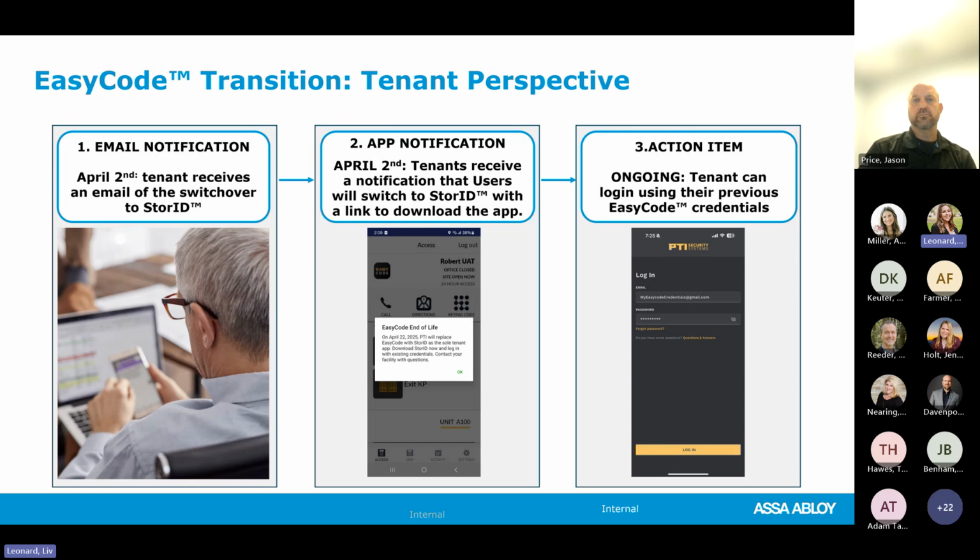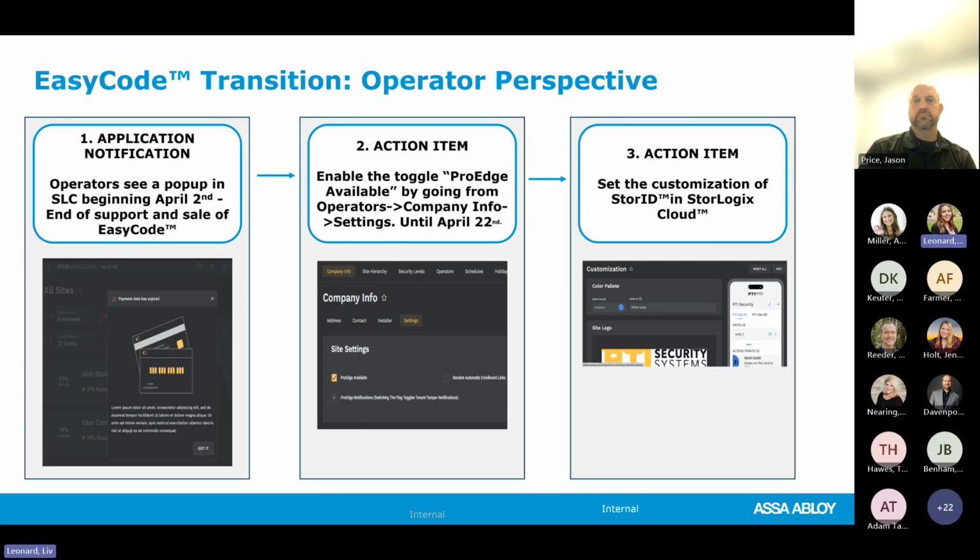In the window messaging, there is a URL. Tenants click the URL and it'll redirect them to log into StorID using their existing EasyCode credentials. In the event that you had auto login as a feature on EasyCode and don't remember your password, you can reset your password on the login page by clicking the button Forgot Password. Now that we got the tenant perspective covered, let's get into the operator perspective.